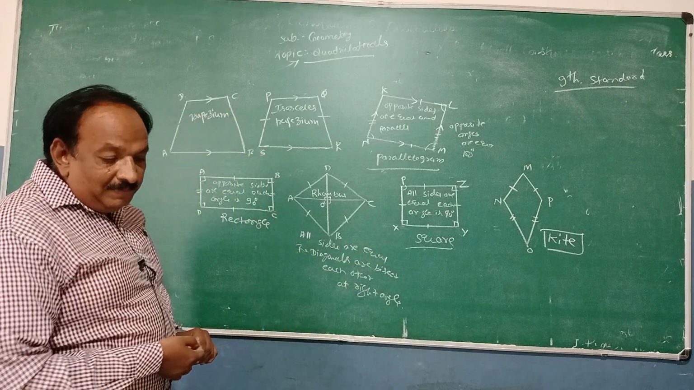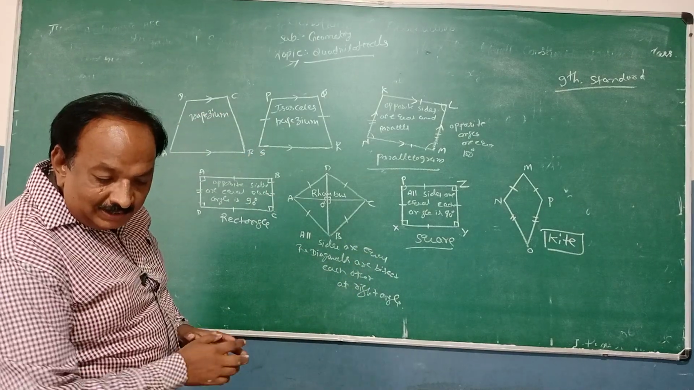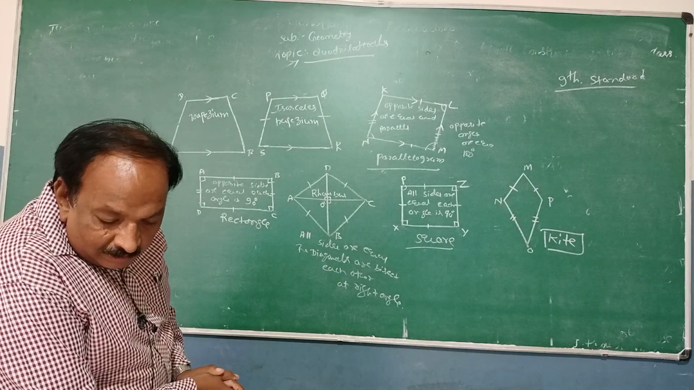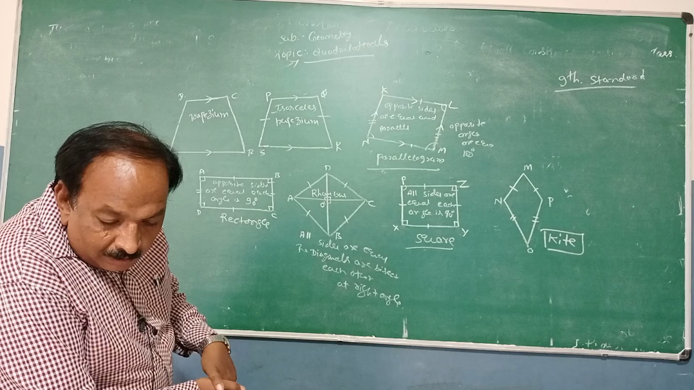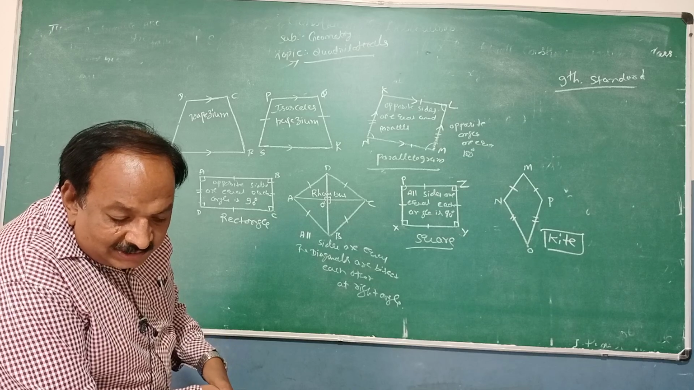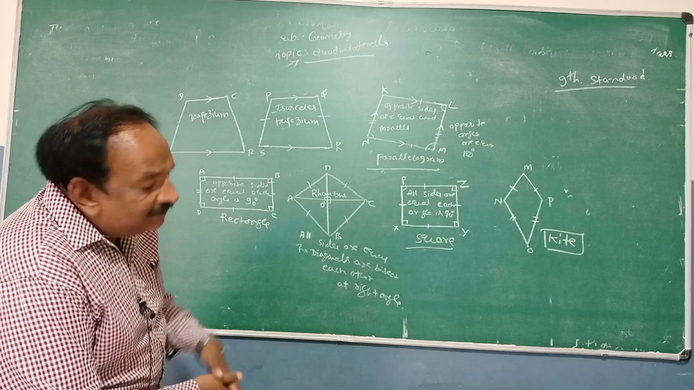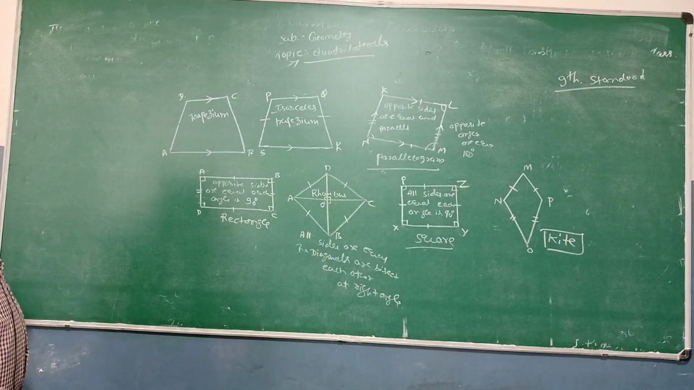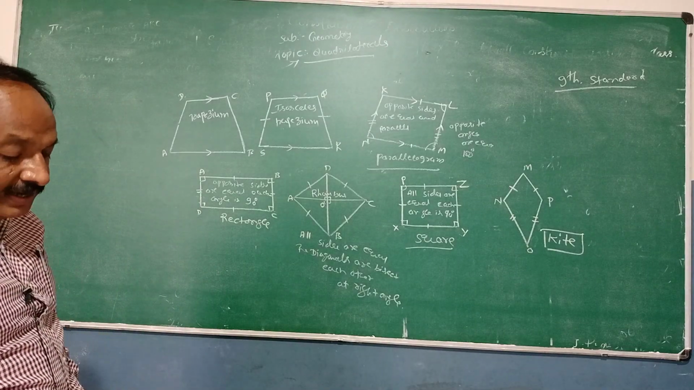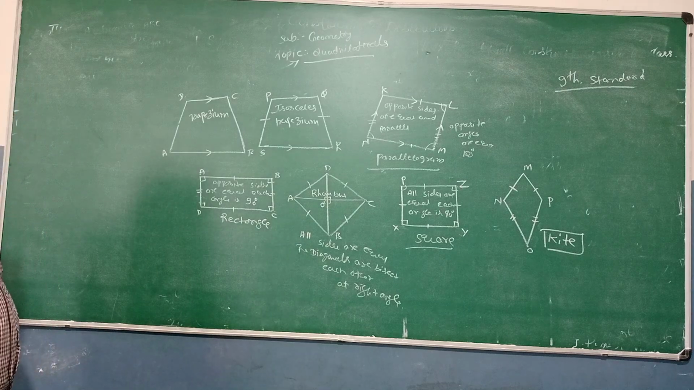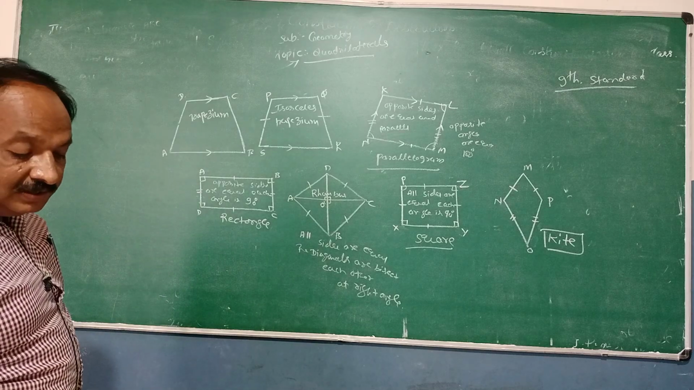And in that MNOP, we have two pairs of adjacent sides equal. It is a type of parallelogram. If two pairs of adjacent sides are equal, then we call it a kite. Then we have to discuss the following things.